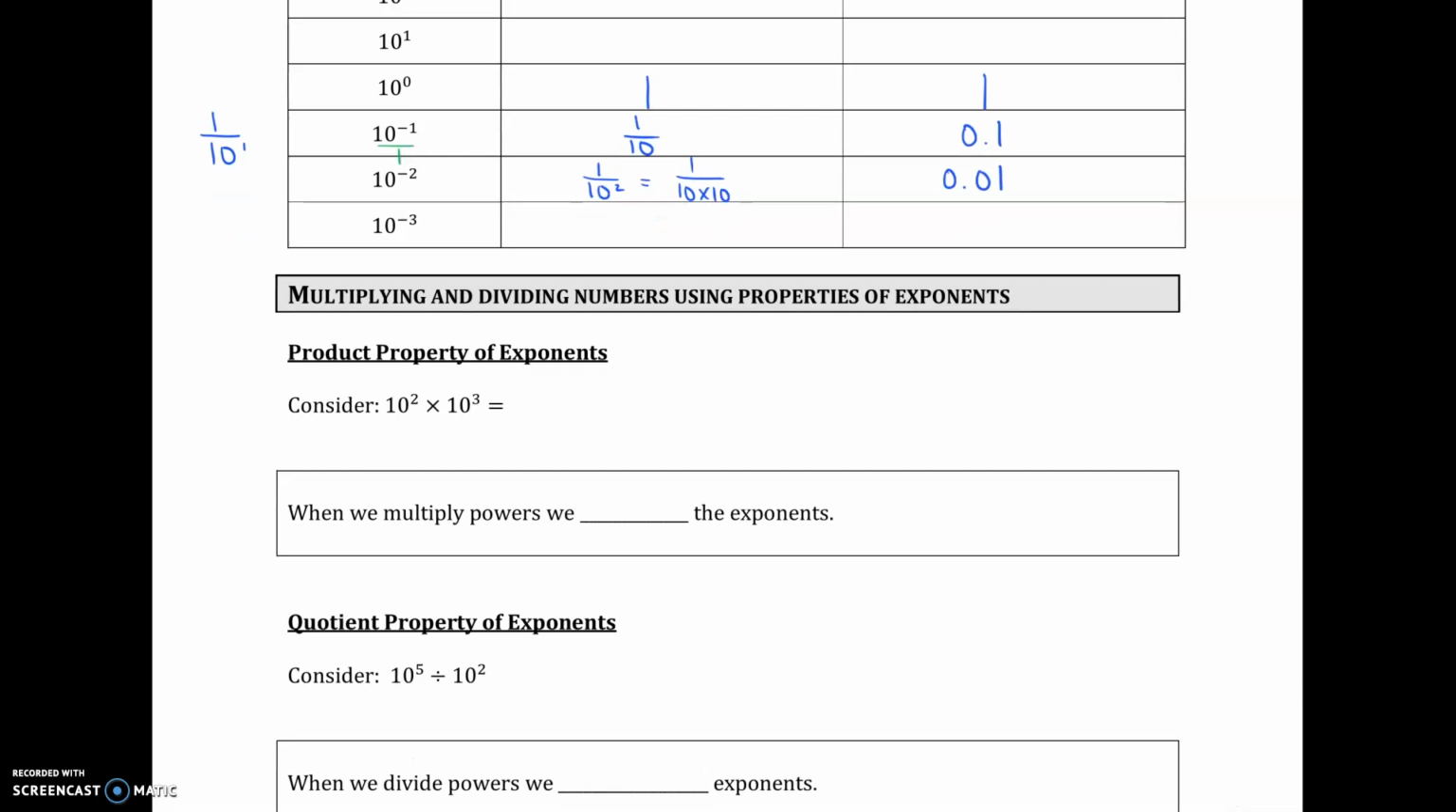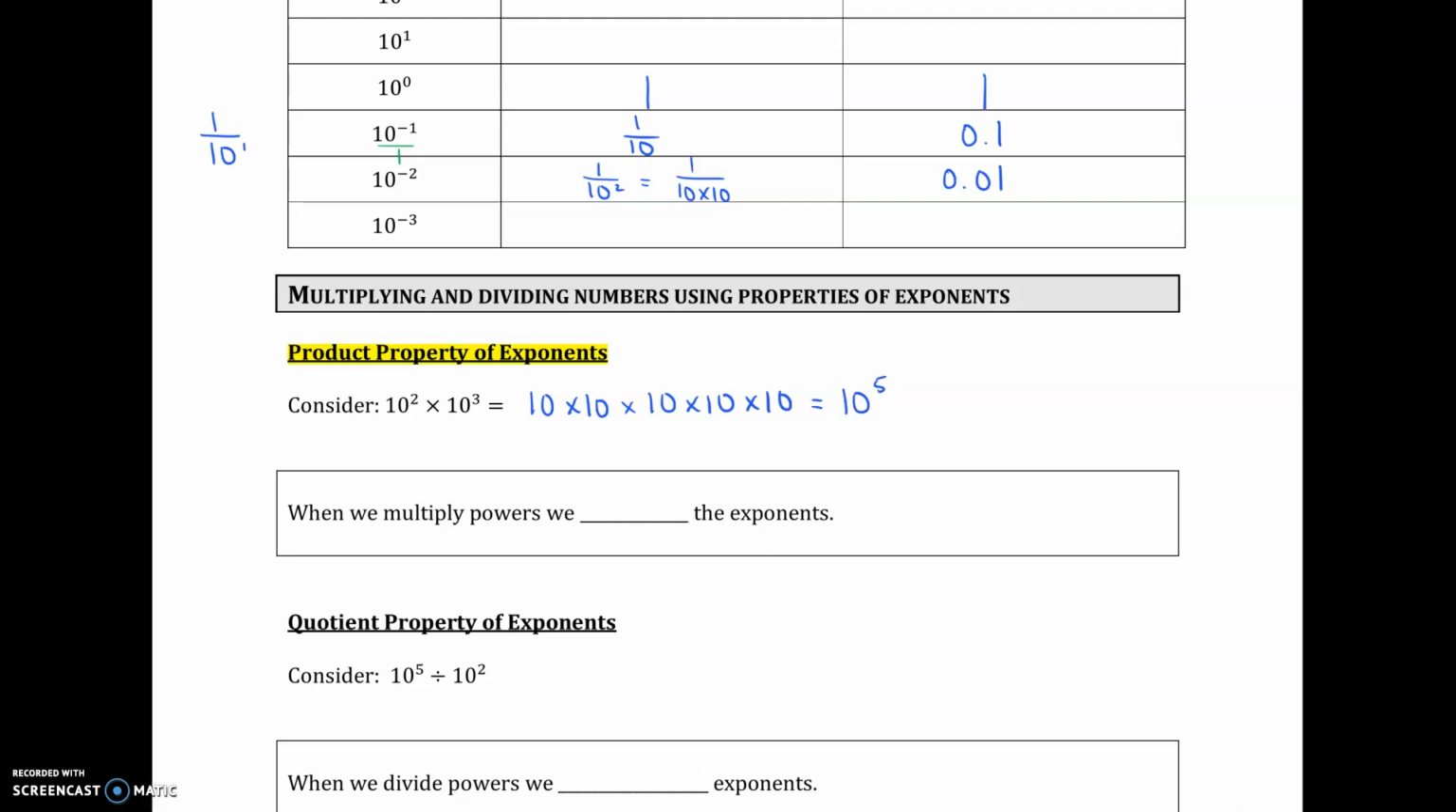Let's now look at something called product property of exponents. So if we think about 10 squared times 10 to the 3, and if I was to expand that, I would get 10 times 10, because that's 10 squared, and then 3 more, because that's 10 cubed. Well, I want you to think about how many 10s you now have in total. You have 10 to the power 5.